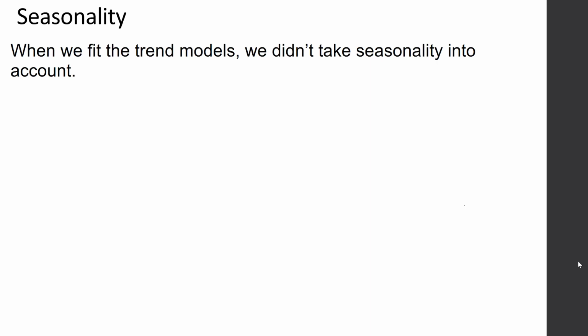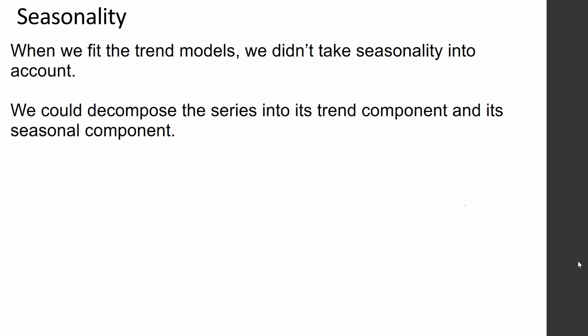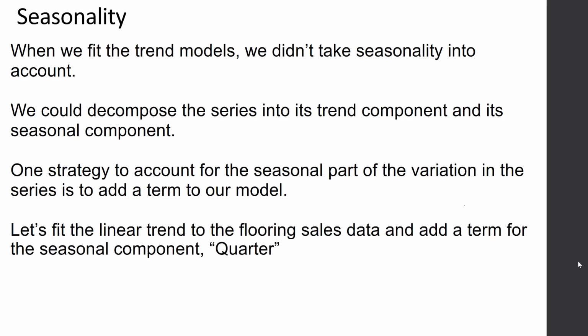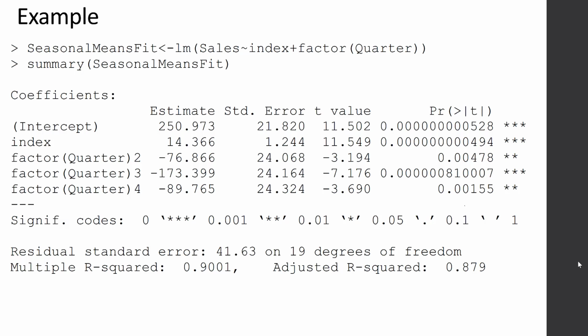Okay, so the trend models only explained about 65% or less of the variability in sales. So we want to take into consideration other components. So it looked like there might be a seasonal component here. So let's go ahead and try to take into account the seasonal component. One way to account for the seasonal component is to add a term to the model. So let's fit the linear trend to the flooring sales data and add a term for the seasonal component quarter.